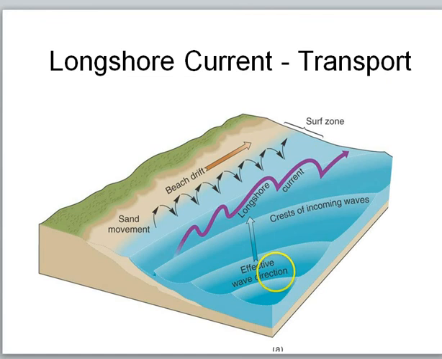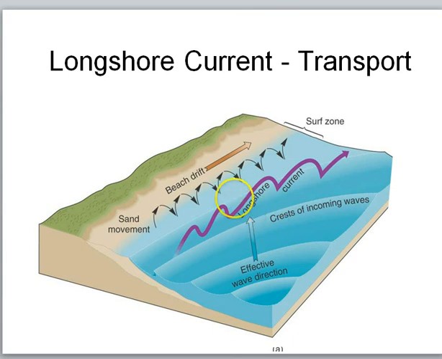And so if we look at this really nice diagram, you can see that the effective wave direction, so that's the generating area of the storm, and the waves are coming into the coastline at an angle because they've been refracted from maybe a sea stack out beyond the slide. So they get bent, they come into the shore at an angle, wash up on the shore at an angle, but they come back down into the water under the force of gravity perpendicular to the beach drift.